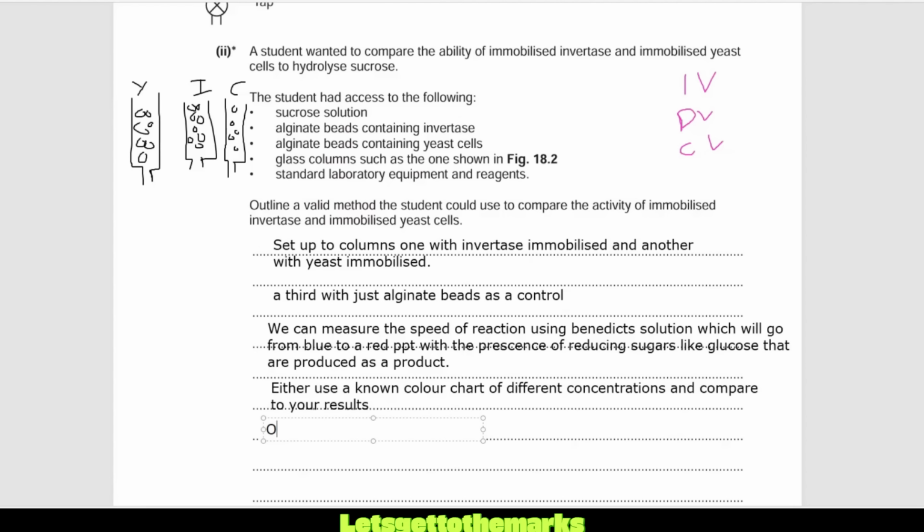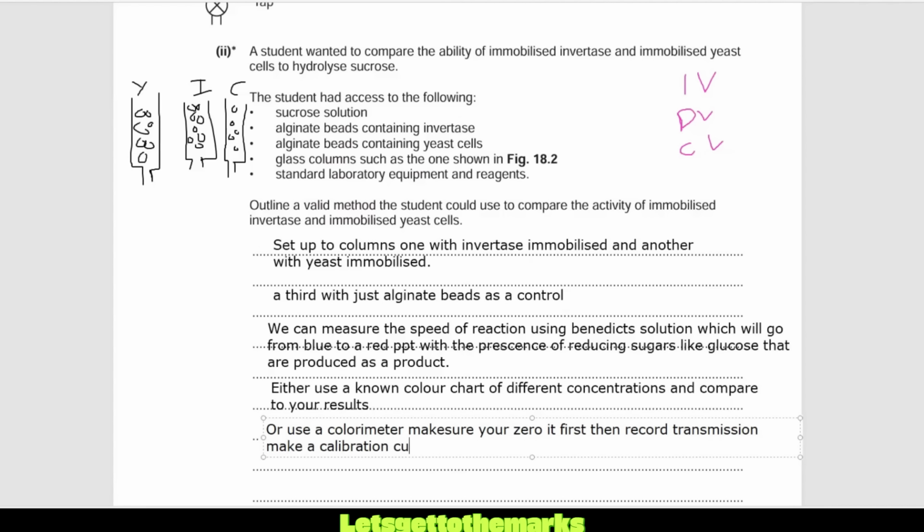Or we can use, and I would go for either or, I wouldn't do both, a colorimeter. Make sure you zero it first, which you do with a cuvette and distilled water, and then record the transmission. Some people do absorption, so you could do emission, transmission, or absorption. Either one is good. Make a calibration curve, then read your results off. So there we go. That's explaining.